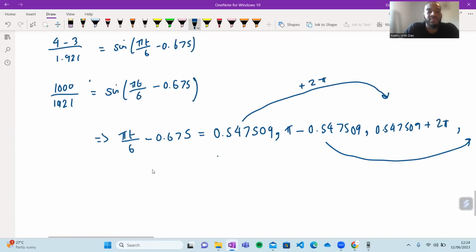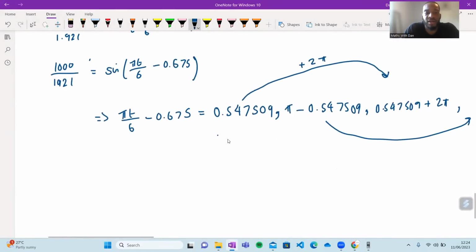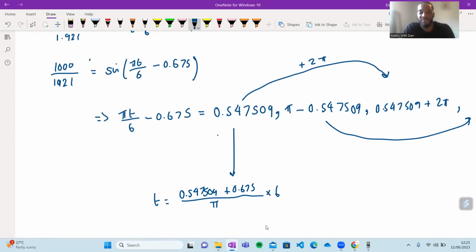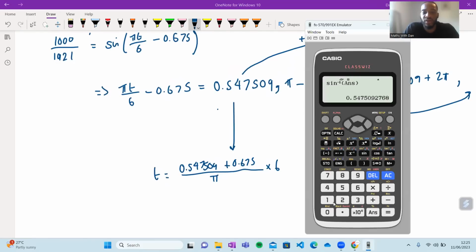So the first one, remember, t is between 0 and 12. Let's do the first one and see what we get. If I rearrange this, t is equal to 0.547509 plus 0.675 over pi times by 6, not 2. Don't know where I got that from before. You find the second value of sine, when it's positive, by doing pi minus the angle, which is why I've done that there.